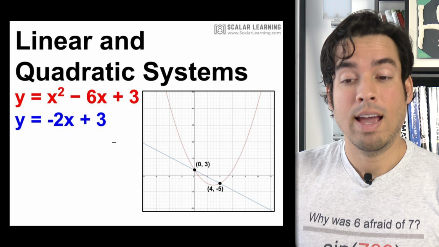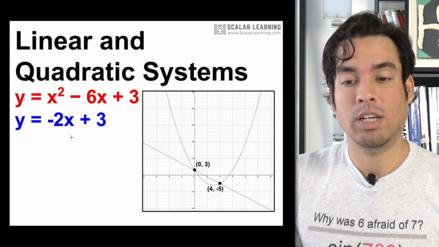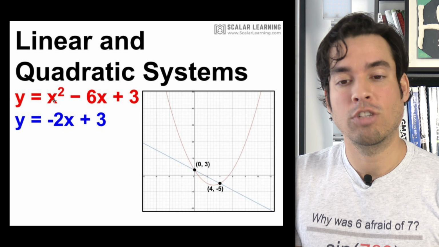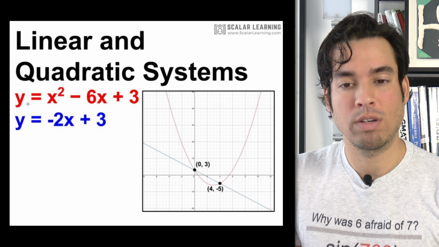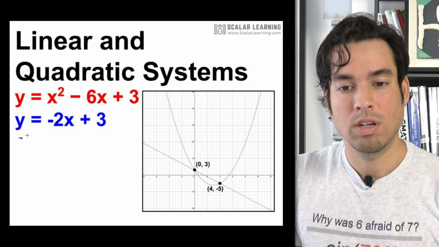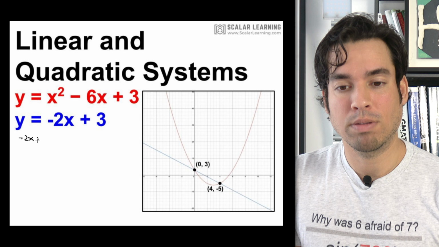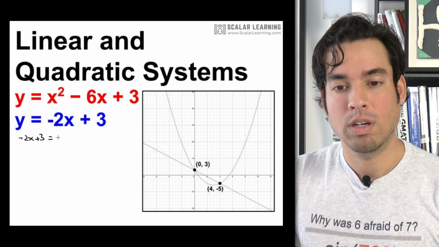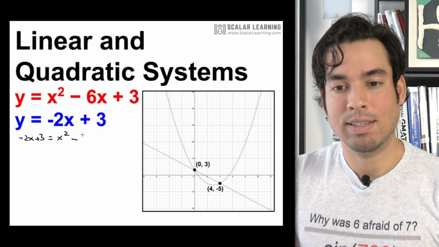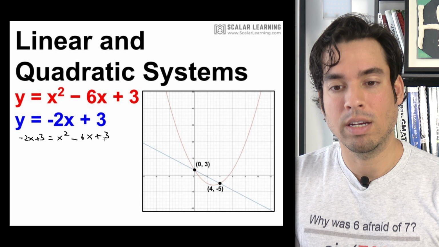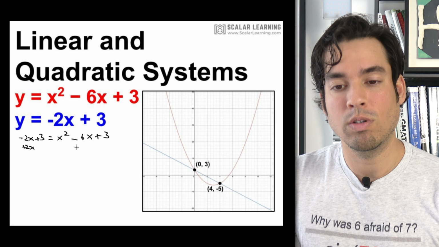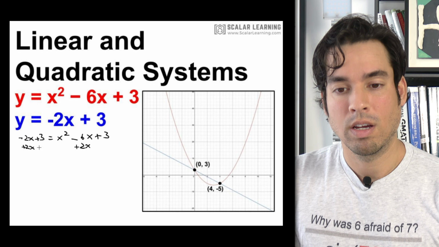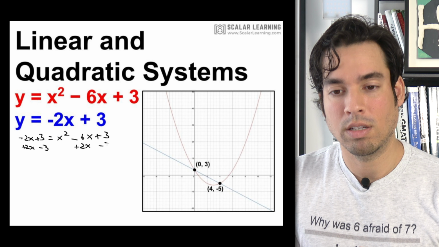Now, if I didn't have a graph like this to show me the intersection points, there's another way that I can solve this just by simple substitution and isolation. So I can plug in negative 2x plus 3 for the y up top. So let me show you how that looks. So I have negative 2x plus 3 equals x squared minus 6x plus 3. Now I want to isolate, so I'm going to add 2x to both sides, because again, we always want to set everything equal to 0. And I want to subtract 3 from both sides, okay?